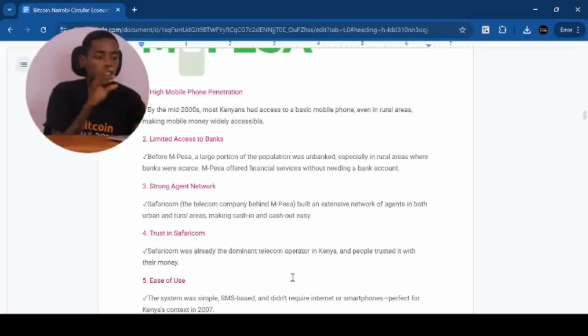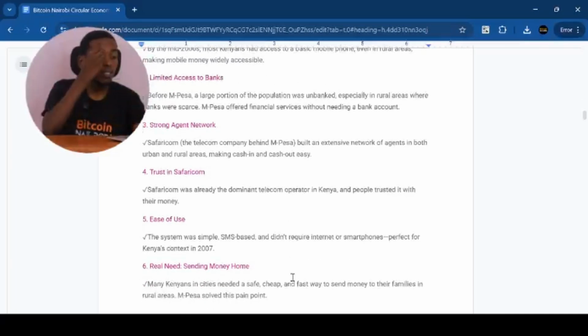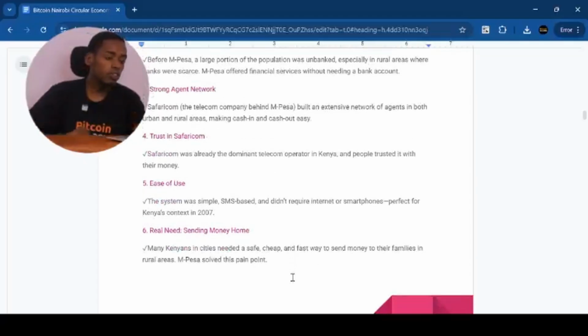Safaricom, the telecom company behind M-PESA, built an extensive network of agents in both urban and rural areas, making cash in and cash out easy. Also, trust in Safaricom. Safaricom was already the dominant telecom operator in Kenya, and people trusted it with their money. So that's also another thing that facilitated the success of M-PESA. And also it was very easy to use. The system was simple, it was SMS based, and did not require internet or smartphones. It was perfect for the Kenyan context in 2007.